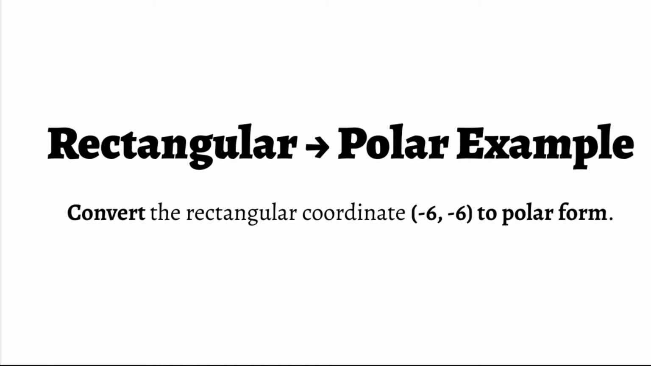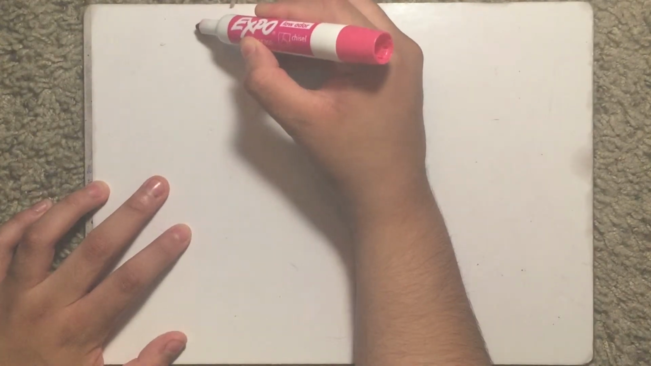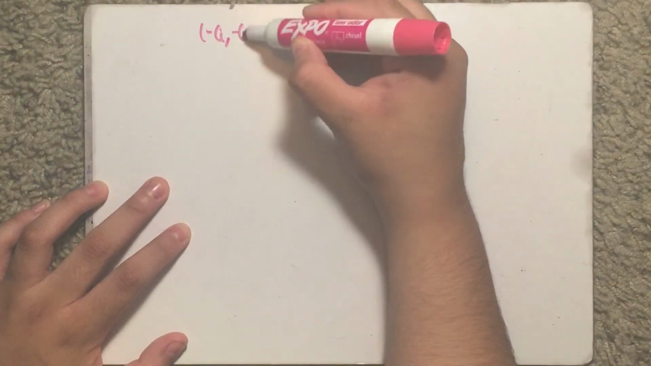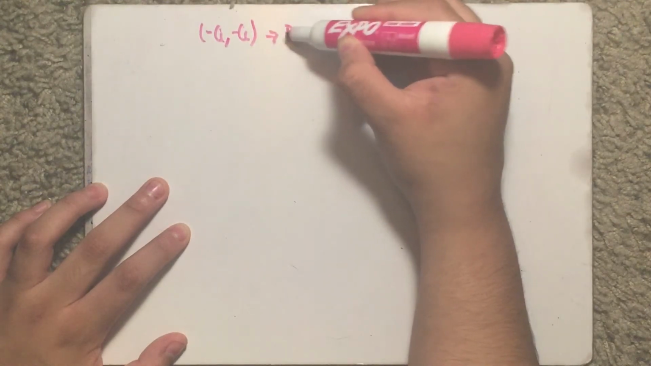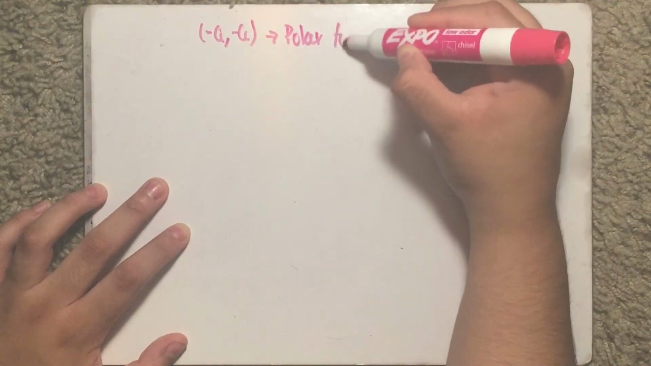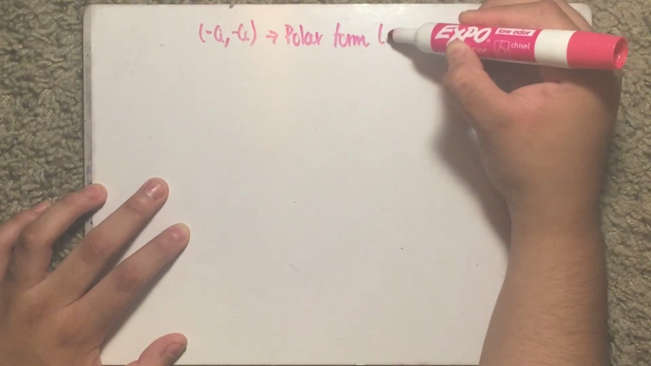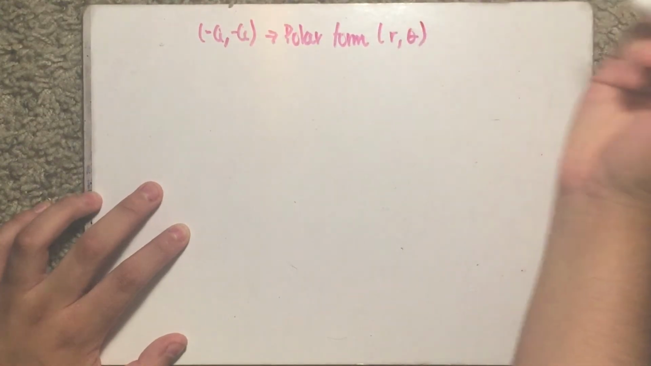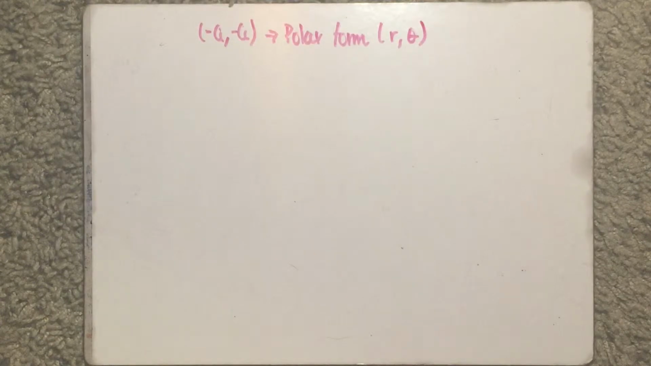So let's look at our first example for converting from rectangular to polar coordinates, which says: convert the rectangular coordinate -6, -6 to polar form. So let's have it written here: -6, -6 to polar form, which is equal to radius or magnitude, comma, angle, which can be written in degree form or in radian form.